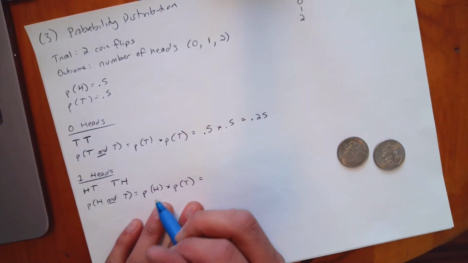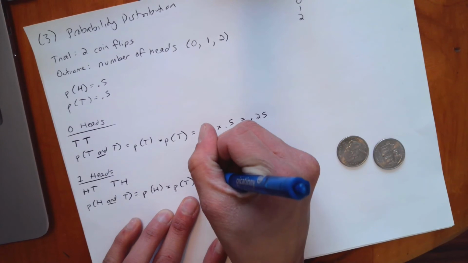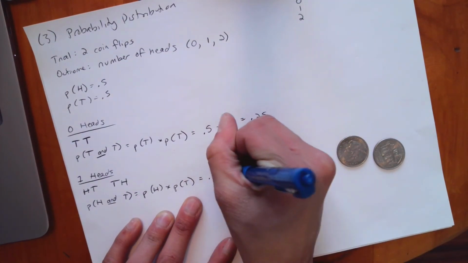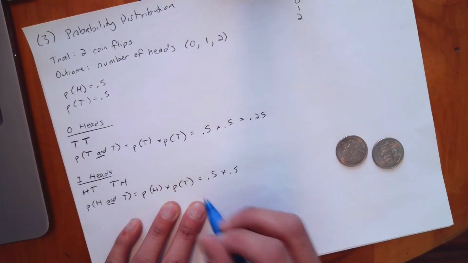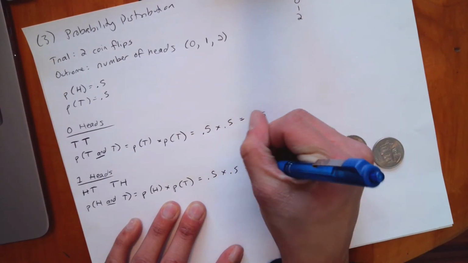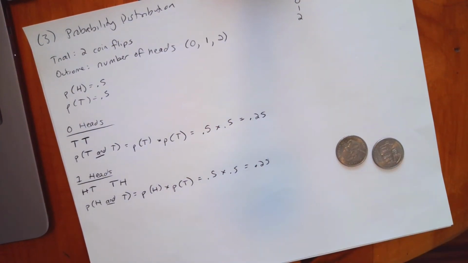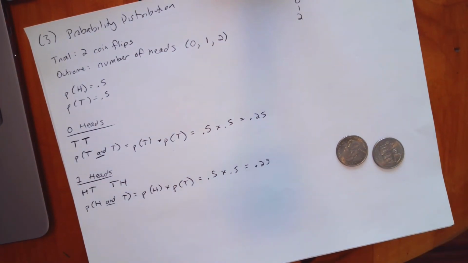So of course the probability of heads is 0.5, as is the probability of tails, because it's 50-50 either way. So if we plug this in, we have the probability of heads times the probability of tails, or 0.5 times 0.5, and that gives us 0.25. So we have a probability of 0.25, or 25%, that we're going to flip two coins, and we're going to get heads on our first try and tails on our second try.